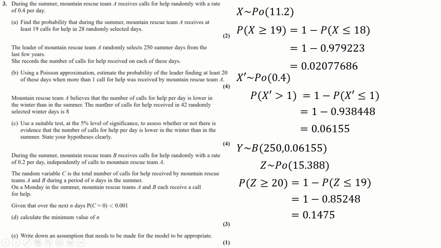Mountain Rescue Team A believes the number of calls per day is lower in the winter. So let's test this then. We'll say H0 is that lambda for 42 days, 42 times 0.4, is this, I believe. So H0 is lambda would be that, and H1 is lambda is less than that, because we're testing whether it's decreased, whether it's lower.